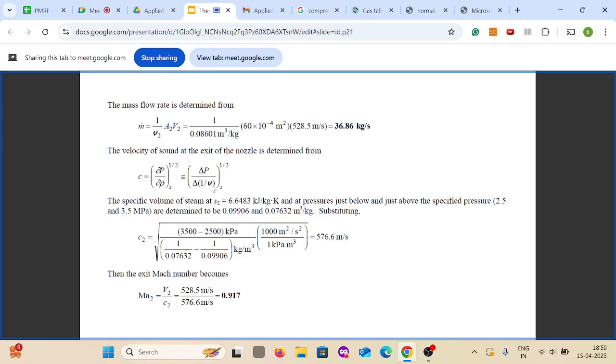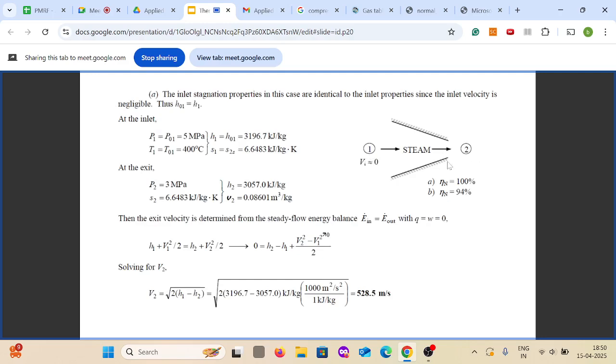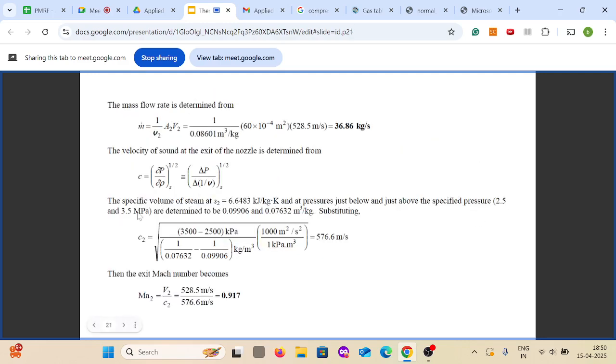For the constant entropy value, which is S2, 6.6483, since the exit is at 3 megapascal, we take it at 2.5 and 3.5 megapascal. For these pressures and entropy value, my specific volumes are 0.09906 meter cube per kg and 0.07632 meter cube per kg.